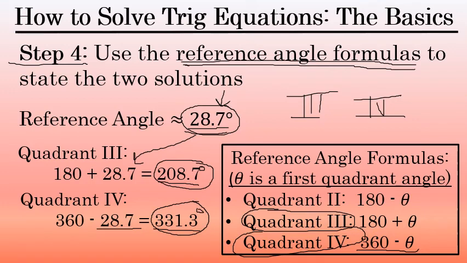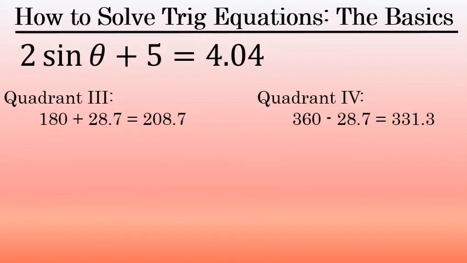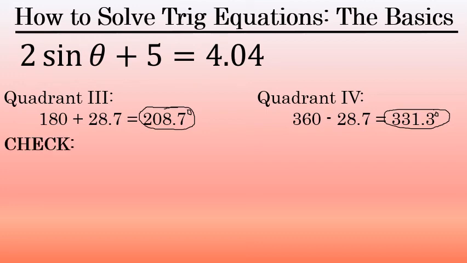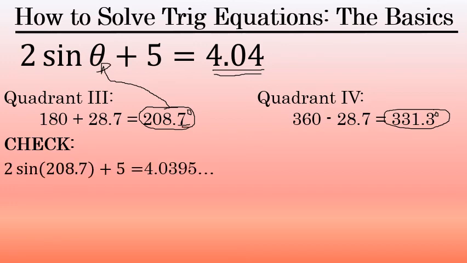I want to finish this off by checking those two solutions. To check the two solutions, our quadrant 3 solution was 208.7 degrees, and our quadrant 4 solution was 331.3 degrees, rounded to the nearest tenth. To check the quadrant 3 solution, 208.7, all that I'm going to do is take this 208.7, substitute it for theta in the original equation, and make sure that equals about 4.04. It's not going to be exact because we rounded this off to the nearest tenth.